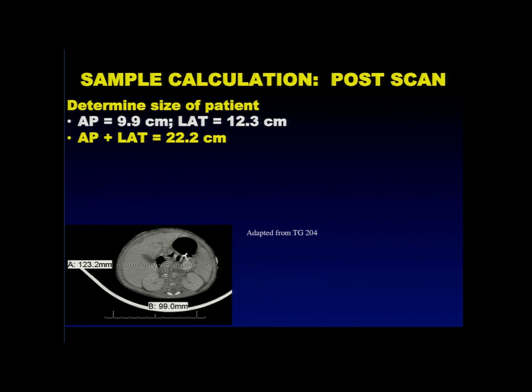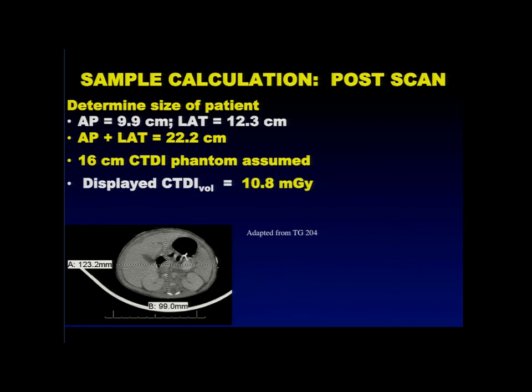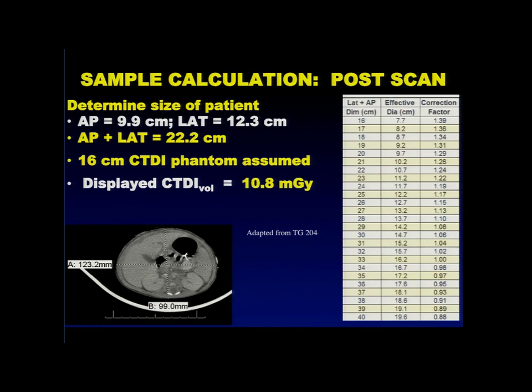Okay? Now, what if the manufacturer is using the 16 centimeter phantom instead? Well, the patient sizes haven't changed, but my displayed CTDI vol has. It's no longer 5.4, it's 10.8. So I go to a different table and I look up the lateral plus AP, and I go down to 22, and now my correction factor is only 1.24, but that multiplied times 10.8 again gives me 13 milligray. So everything hangs together in TG204.